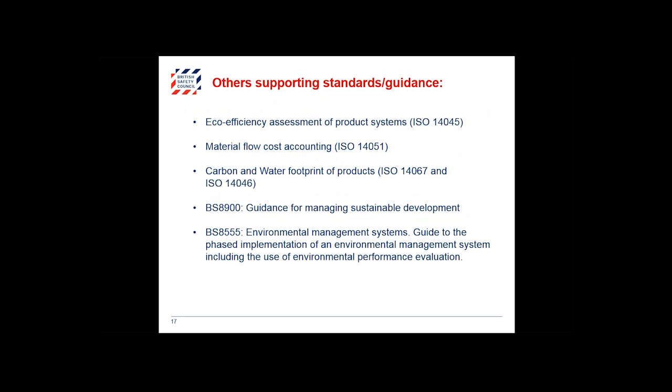14045 looks at eco-efficiency of product systems. We link to LCA there, such as material flow cost accounting. That's being very detailed about a product, the goods in and goods out, about how you can look at the cost accounting in that, 14051. Nowadays, embedded carbon and the carbon and water footprint of products is also being looked at by many companies globally. So 14067 if you want to look at carbon footprinting, and 14046 if you're interested in the water footprint of your products. These are areas you can go to.